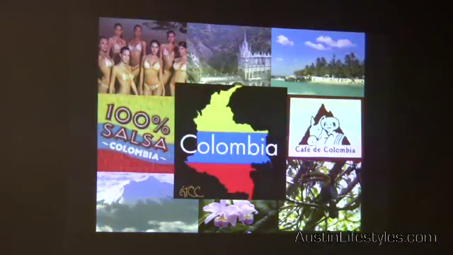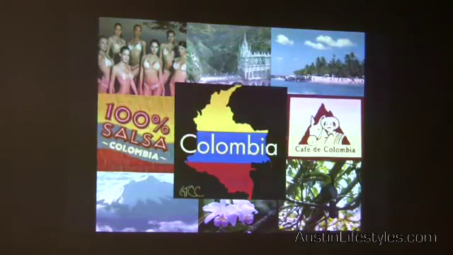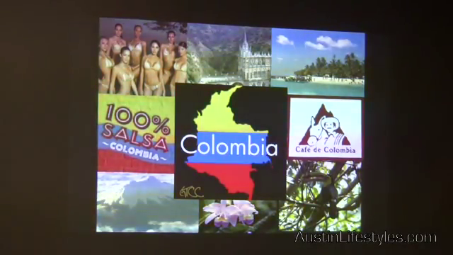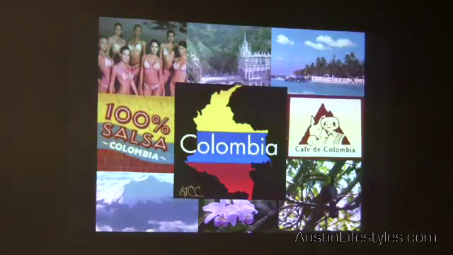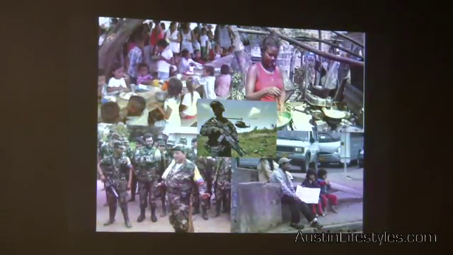So Colombia is a great country if you don't know about it. Beautiful women, music, coffee, flora, fauna, mountains, beaches. I mean, it's unbelievable, this country. However, in a couple of seconds, we'll realize that Colombia has a lot of problems. Drugs, internal conflicts, which have created one of the big problems of displaced populations in Colombia.